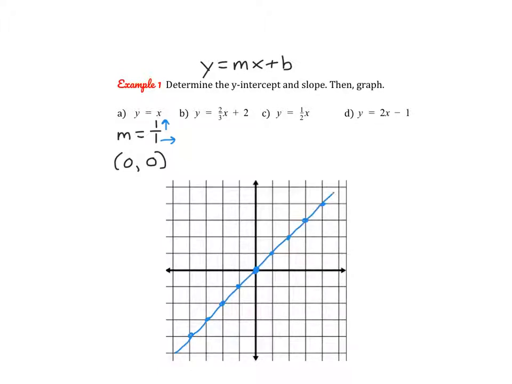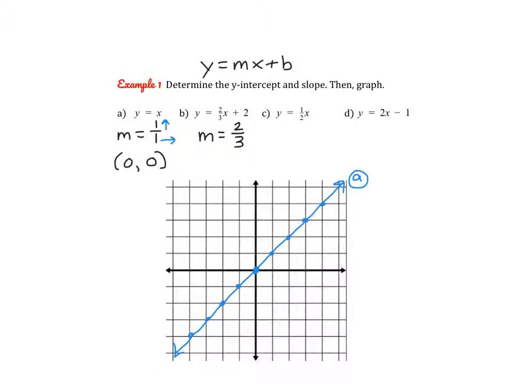And then you need to connect the dots, add arrows on the end, and in this case, we're going to label it line A because we're actually going to graph all 4 of these on the same coordinate or XY axis. All right, let's look at this next one. I can see here that my coefficient of x is 2 over 3, so that means our slope is 2 over 3.